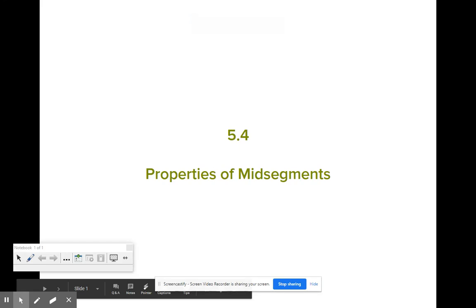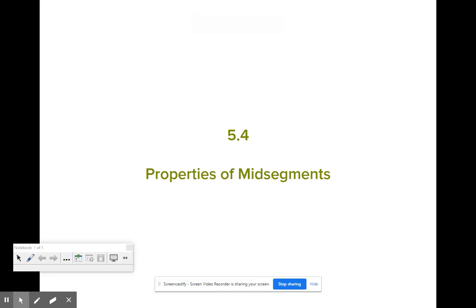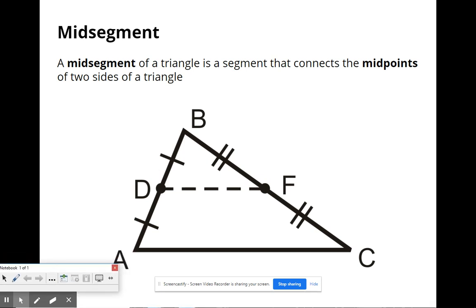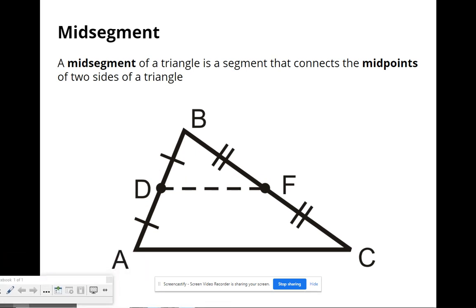Today we are going to be talking about the properties of midsegments in triangles and in trapezoids. First, we need to remember what a midsegment actually is. A midsegment of a triangle, for example, is a segment that connects the midpoints of two sides of the triangle. So remember the term midpoint: a point that's halfway between both endpoints.